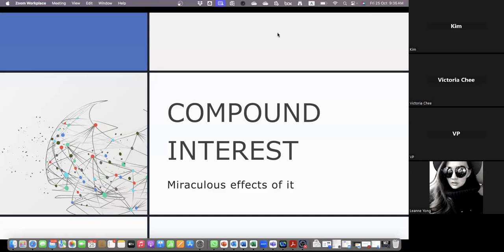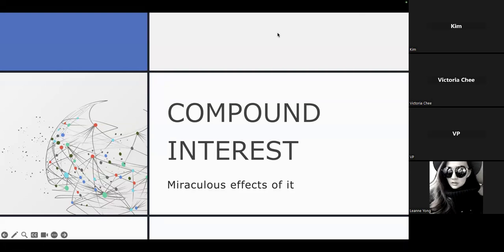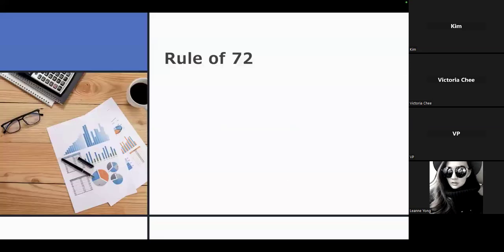Okay, so today I'm supposed to be sharing about savings plan. So I thought of sharing some concept about compound interest. So let's see if we can make this interactive also. Okay, first of all, how many of you have heard of this rule of 72?